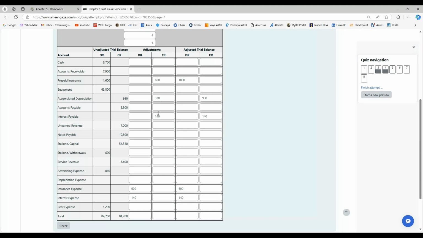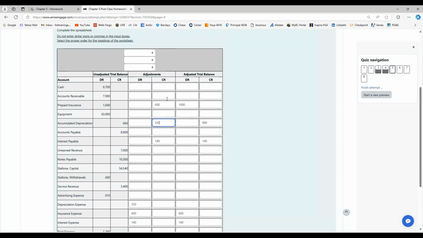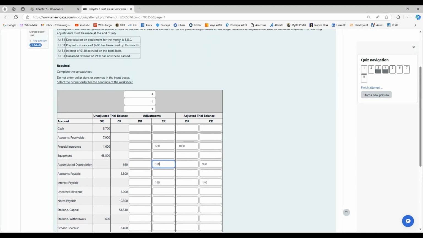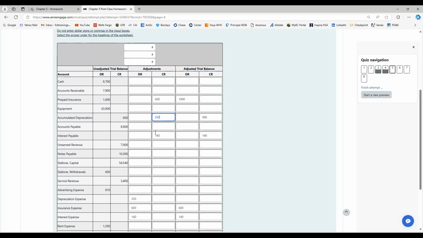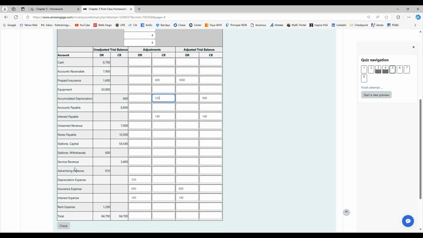600, 600, 140, 140, 330. And there we go. I'm missing one. Yeah, depreciation expense of 330. And then unearned revenue of 930 has now been earned. So revenue is going to go up by 930.